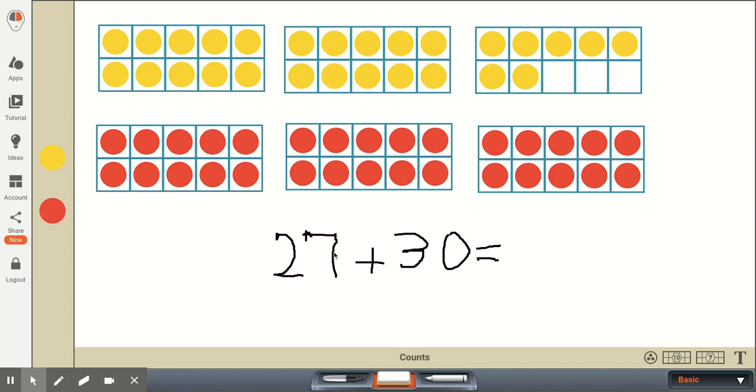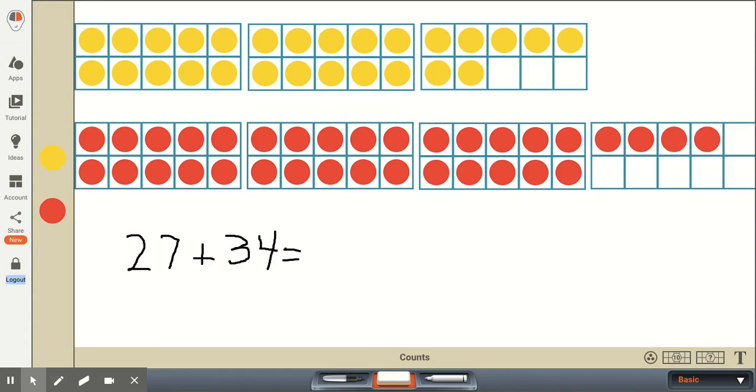We have 7 ones. We have 7 counters up here. So we have a total of 5 groups of 10, 50, plus the 7. So 27 plus 30 is equal to 57.